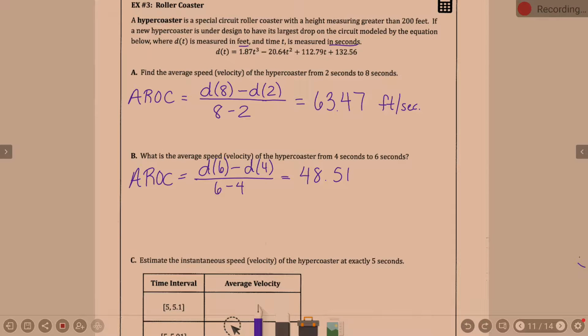48.51, I think. And that is feet per second. Now, I don't know if you're watching, but that was the average speed from 2 seconds to 8 seconds. Now we're doing the average speed from 4 seconds to 6 seconds. We're shrinking our time period here.